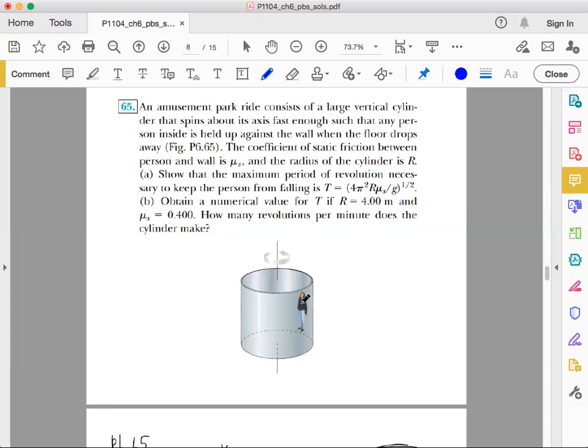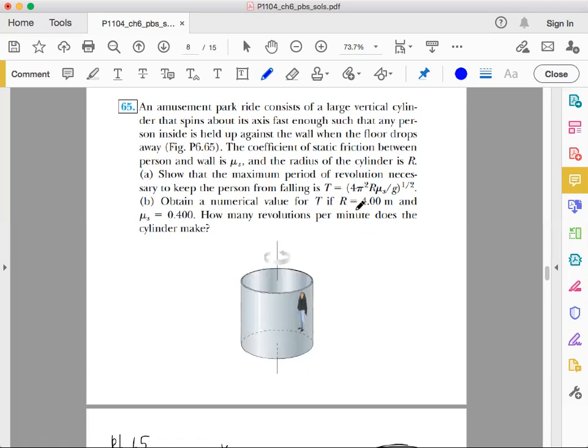Now the question is, given that the coefficient of static friction between the person and the wall is μs, and the radius of the cylinder is R, what would be the maximum period T such that the person is not falling away, just like the floor? So the person will stick to the wall.